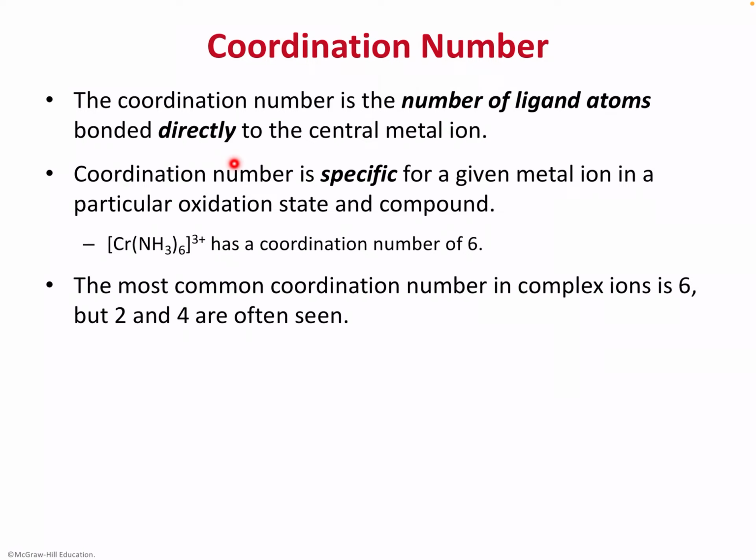We can also come up with a coordination number, which is the number of ligand atoms bonded directly to the central metal ion. However many ligands are attached, that is going to be the coordination number. The coordination number is specific for a given metal ion in a particular oxidation state and compound. In this one, chromium with 6 ammonia ligands has a coordination number of 6. The most common coordination numbers in complex ions are 6, 2 and 4. Most common is 6, but sometimes we will see 2 and 4 also.